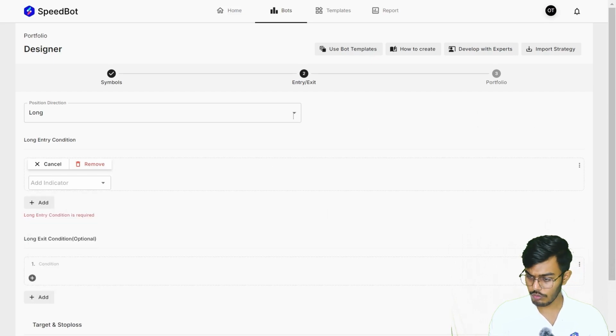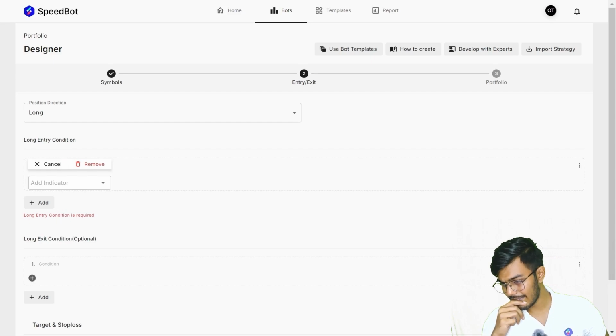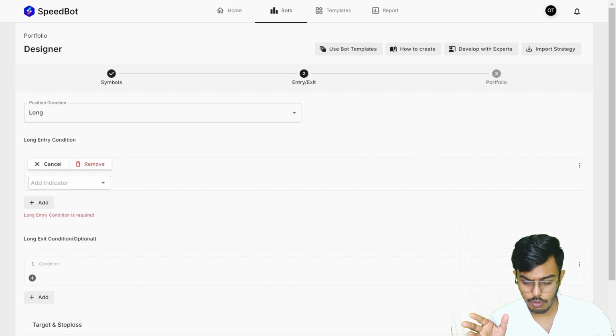Right. So Smithy, I hope this answers your question. Let's move on to the next question. The next question is from Jayesh. Jayesh asks what type of strategies can be created in options bot builder?